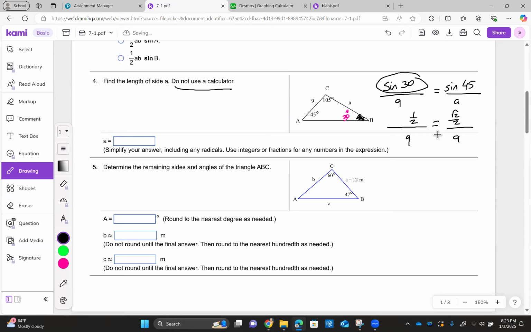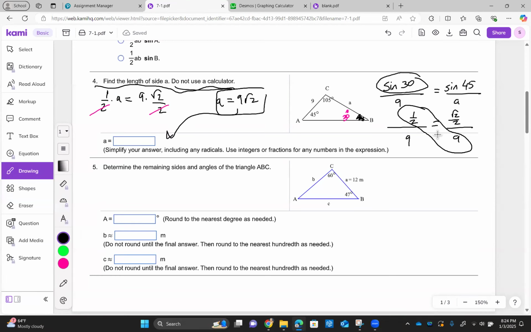You can do cross multiplication right now if you like. When I do cross multiplication, 1/2 times A is equal to 9 times square root of 2 over 2. Looking at this equation, the bottom 2 and bottom 2 cancel out. So the problem becomes as simple as A is equal to 9 radical 2, and I can just leave my answer like this for number 4. And this is how we can apply the Law of Sines.